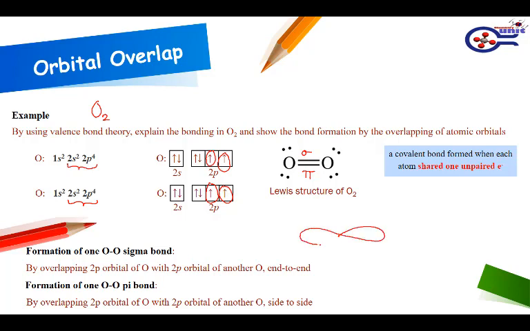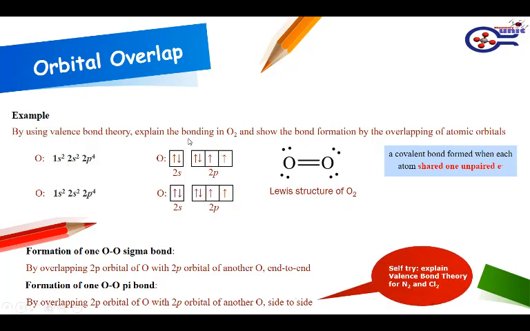By overlapping 2p orbital of oxygen with 2p orbital of another oxygen, end-to-end, a sigma bond of OO will be formed. Next, by overlapping 2p orbital of oxygen with 2p orbital of another oxygen side to side, a pi bond of OO will be formed. So, we have already finished with valence bond theory. After all, you can try applying this theory to another simple molecule such as nitrogen and chlorine molecule.